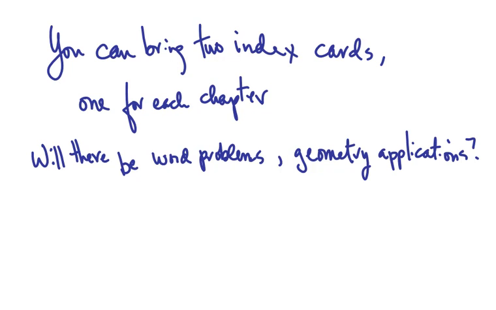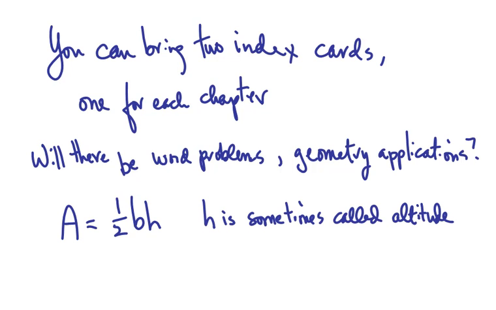So really the only formula that you'll need is that the area of a triangle is 1/2 of the base times the height, and the height is also called the altitude sometimes. Okay, that's the next question. I'll go on from there.